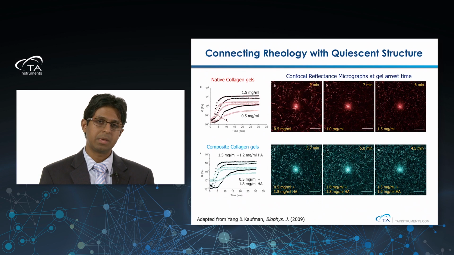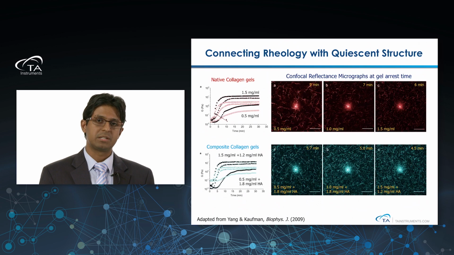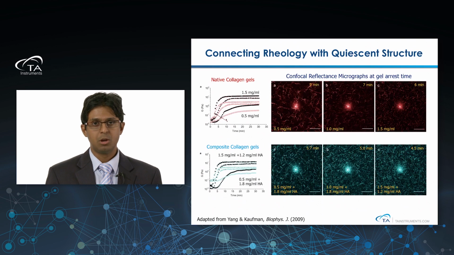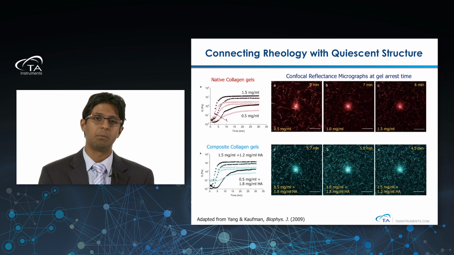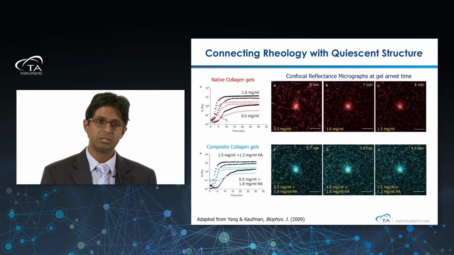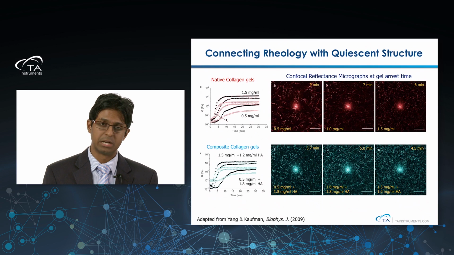But if you look at the time that it takes for these gels to form and arrest, it certainly has an effect. So the micrographs on the top and the bottom show the gel structure at the time of arrest. When we're viewing these micrographs, the time of arrest in this paper was defined as the time at which the individual collagen fibers stop moving. So we can see as we bump up the collagen concentration, the time to arrest goes from about 9 minutes to 6 minutes. And at each corresponding collagen concentration, introducing hyaluronic acid decreases the time to arrest.